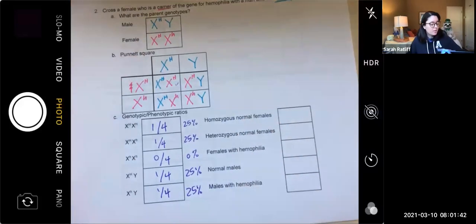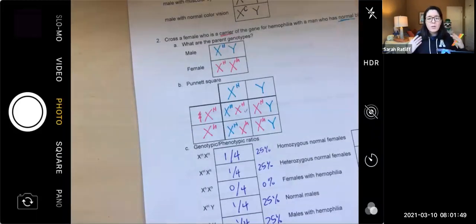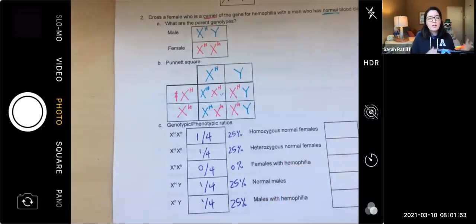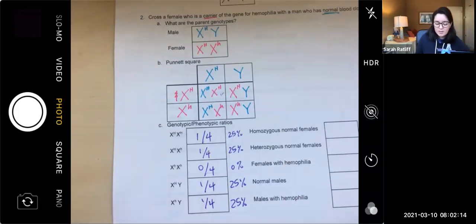I'm going to get out my trusty highlighters here and get some highlighting going. All right. So we need to determine whether or not our offspring are hemophiliac or normal. So looking at all of our genotypes here, if we see a big H, it's going to dominate, it's going to be the dominant trait, and that offspring will be normal. They will not be expressing that hemophiliac trait.